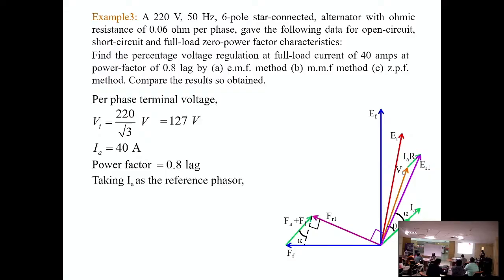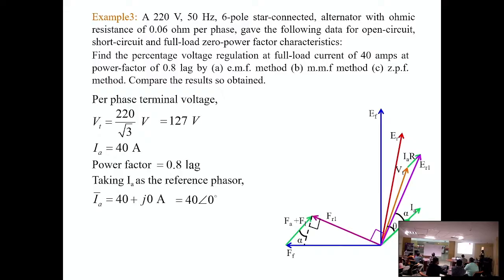Okay, this angle between VT and ER1. In that case, you have to calculate this alpha in some other way, which is extra load. We cannot do that. We will take IA as the reference phasor. So here we will calculate ER1 taking IA as the reference phasor. Whatever ER expression we get, the angle will be the angle between IA and ER1. That is why we take IA as the reference phasor.